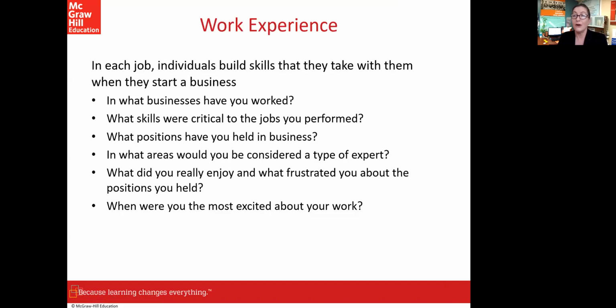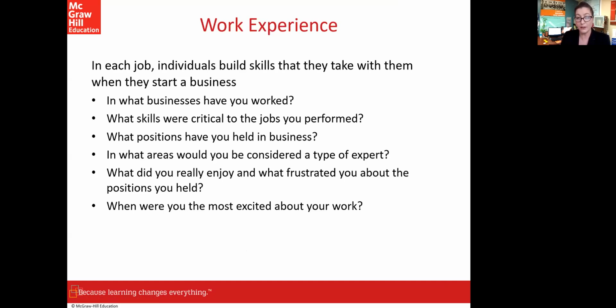So just like our educational background enables us to take on or to consider specific business ventures, so too does our work experience. In each job that we undertake, individuals build skills that they take with them when they leave the organization. We, as managers and scholars, refer to this as tacit knowledge walking out the door. An individual leaving an organization can be a great loss to an organization, an even bigger loss when that individual takes that tacit knowledge and starts a new business. So what organizations have you worked for?